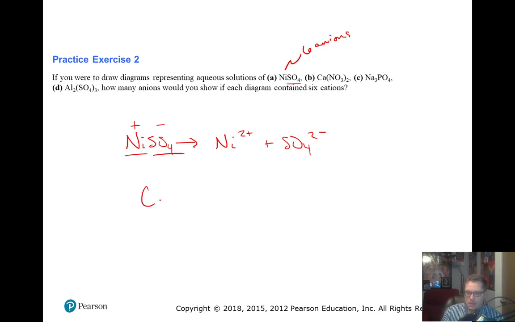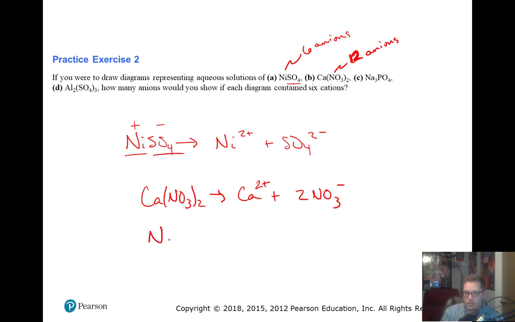So calcium nitrate, Ca(NO3)2. All right, so this gives me Ca and 2 NO3s. So for every 1 calcium, I get 2 nitrates. I should probably put the charges here. I'm going to be a cool kid. So for every 1 calcium, I get 2 nitrates. So that means I get 12 anions. All right. Let's try this one, and then we'll be done here.